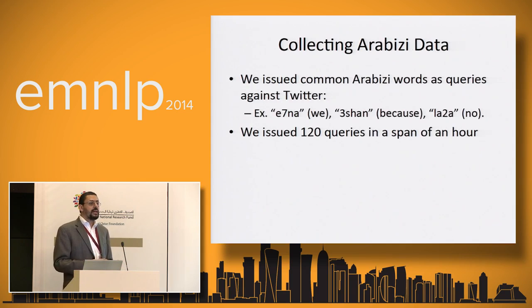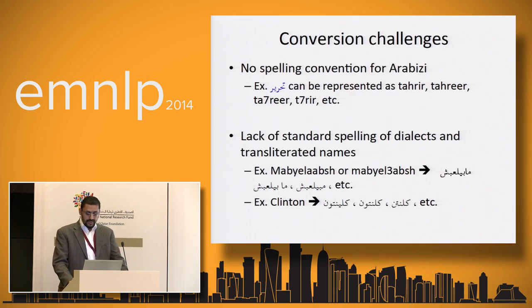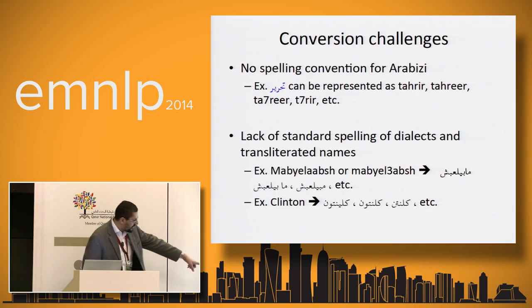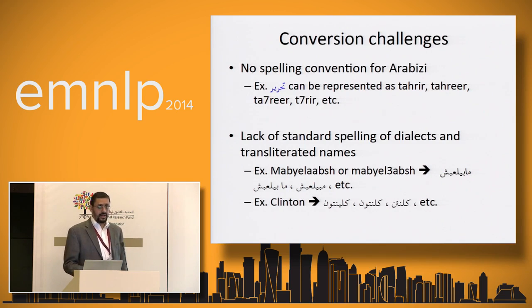And it actually makes the evaluation that much harder, because if I start out with something that's written like ma bil'abshi here in the Arabizi, and then I generate one of those forms below, if I don't match the one that exactly appears in my reference set, then I get it wrong.